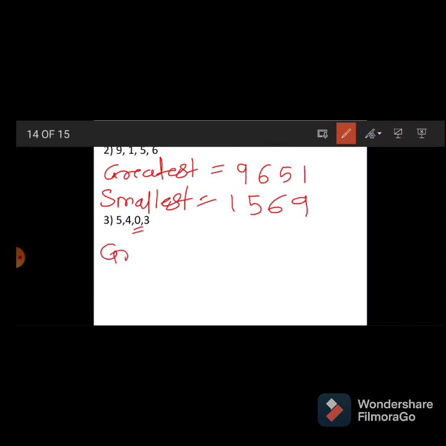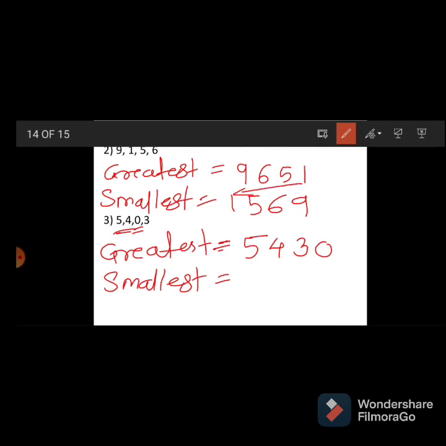Now see what will happen. Greatest number, how to form? No problem. Check the greatest digit, which one? 5 is the greatest digit. Then which one? 4, then 3 and then 0. But like in the first and second examples, if you write the exact opposite, means here how did we write? The one which is last here, that one first, then 5, then 6 and then 9, means the exact opposite order we have written in the first and second examples.